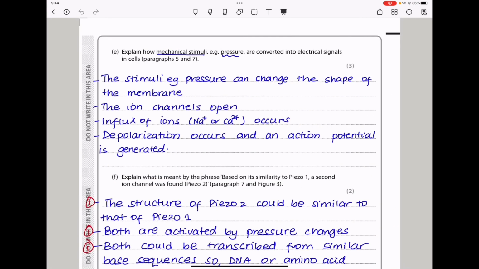Moving on. In part E, explain how mechanical stimuli, for example pressure, are converted into electrical signals in the cells. Again, this is the same story. Pressure changes are going to cause the opening of the ion channels. Either sodium or calcium ions are going to flow in, and then depolarization will occur. So I say the stimuli, for example pressure, can change the shape of the membrane. The ion channels can open. Then there is influx of ions, which could be sodium or calcium. And then depolarization can occur, and an action potential can be generated.